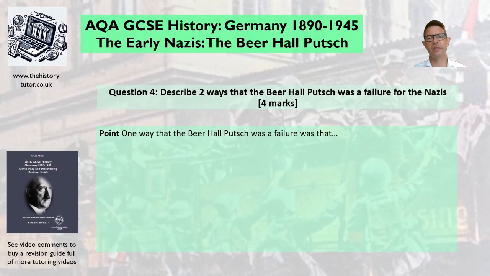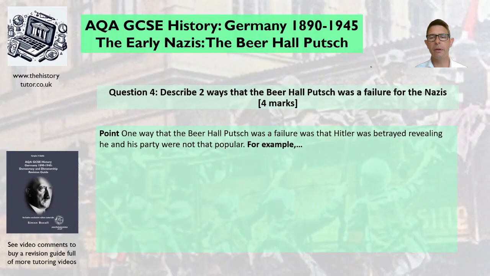So let's try and turn this into some writing, shall we? So let's make our first point. So one way the Beer Hall Putsch was a failure was, and give an opening argument. So pause me now and give your opening argument. So what I've gone for is, one way the Beer Hall Putsch was a failure was that Hitler was betrayed, revealing he and his party were not that popular.